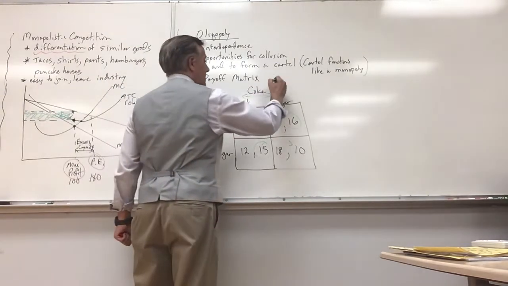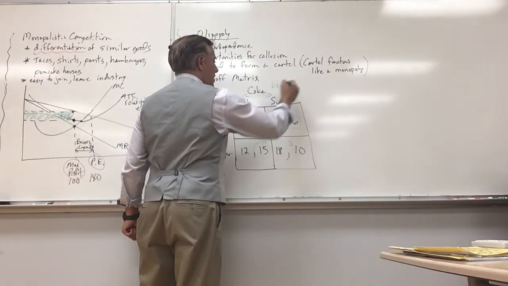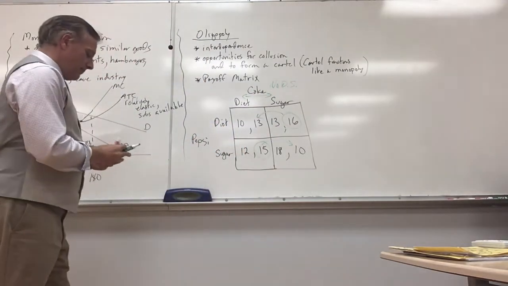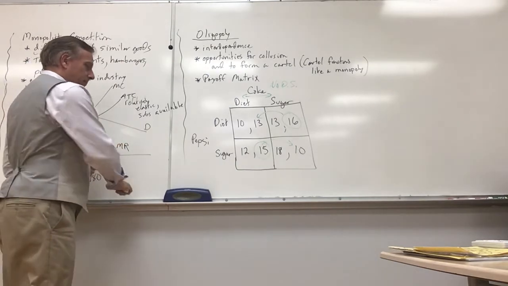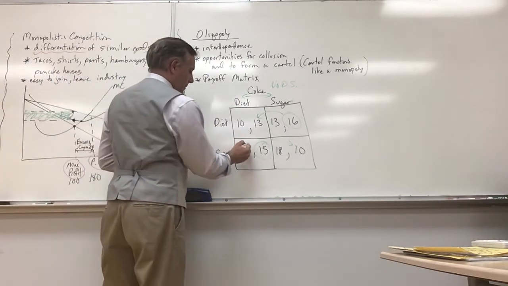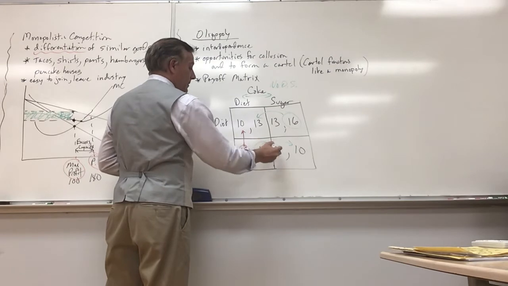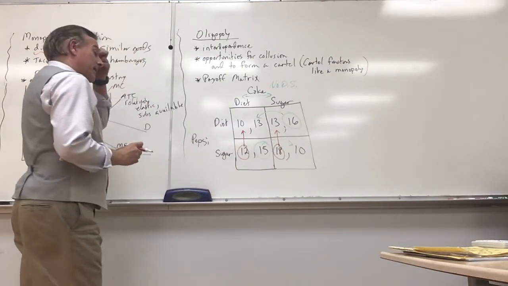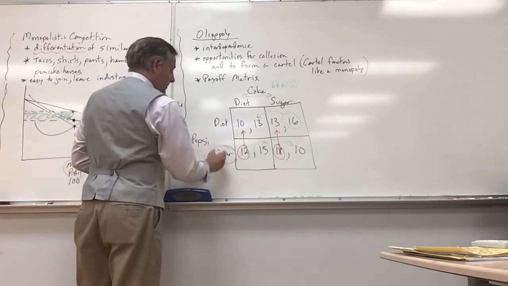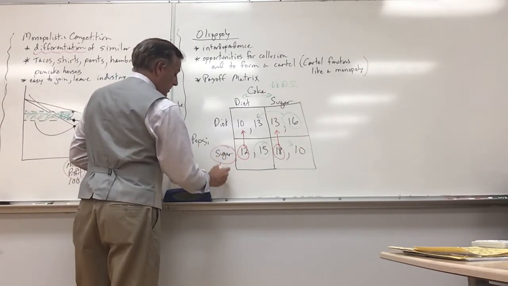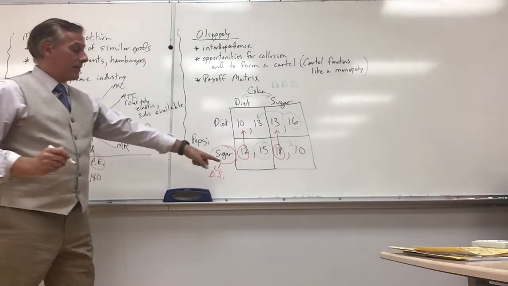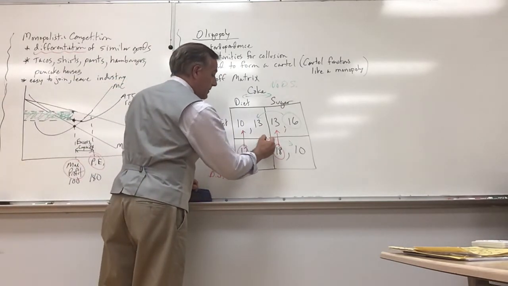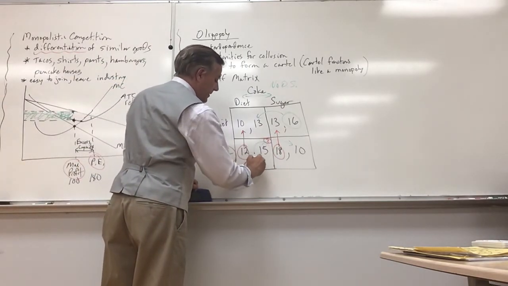So Coke has no dominant strategy. Pepsi has a dominant strategy. 12 is better than 10. 18 better than 13, so sugar is the dominant strategy for Pepsi. This box number 3 is our Nash Equilibrium.